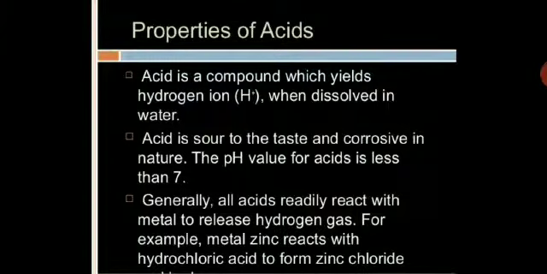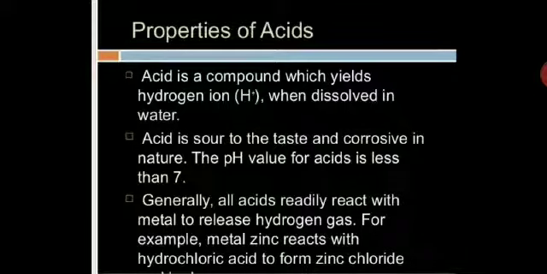Now properties of acids. An acid is a compound which yields hydrogen ions when dissolved in water. So you can make some important pointers in your notebook for you to recollect concepts. If you have written proper notes in your notebook, just pick up some pointers and write in your notebook. Acid is sour to taste and corrosive in nature. Corrosive means it will react with other substances. The pH value for acid is less than 7.